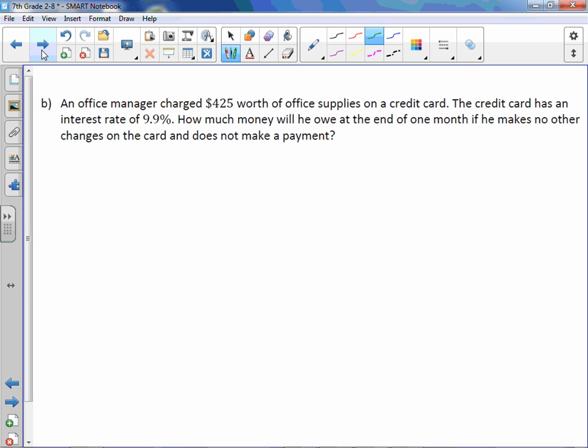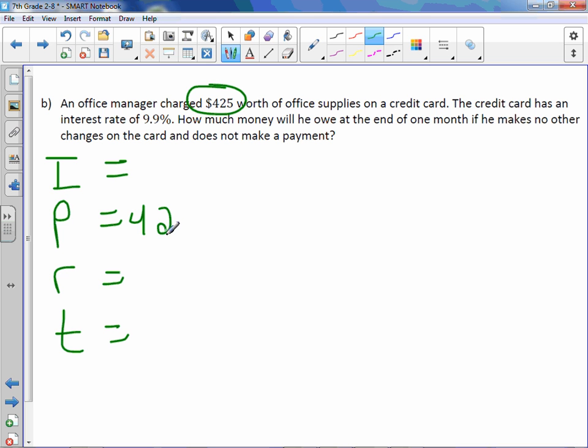B. An office manager charged $425 worth of office supplies on a credit card. The credit card has an interest rate of 9.9%. How much money will he owe at the end of 1 month if he makes no other changes on the card and does not make a payment? I, P, R, T. He charged $425. That's the original amount.